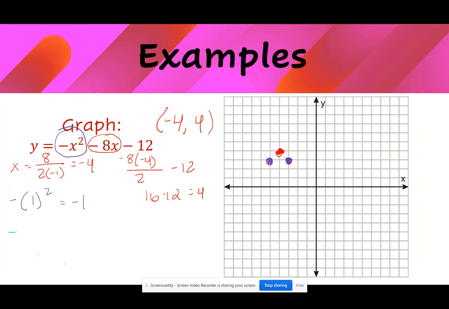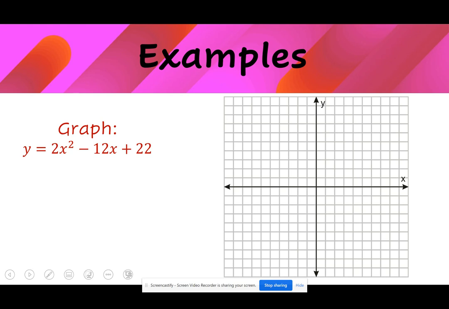Now I'm going to plug in 2. So I get 2 squared is 4 times negative 1 is negative 4. So now from your vertex, you're moving over 2 and then down 4 since that was your answer. Over 2 and down 4. And then you can draw your parabola. And again, since this negative sign was in front, our parabola opened downwards. And we're going to do another example like this.